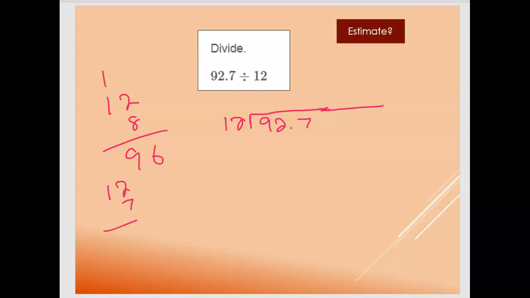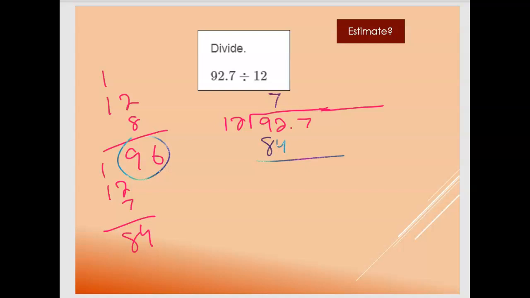What's 12 times 7? 7 times 2 is 14. 7 times 1 is 7, plus 1 is 8. We get 84. So yeah, let's use a different color here. Let's put a 7 there. 7 times 12 is 84. And we know it doesn't fit in there 8 times because we just saw that 12 times 8 is 96. Okay, so 12 fits into 92 7 times with a remainder of a few.